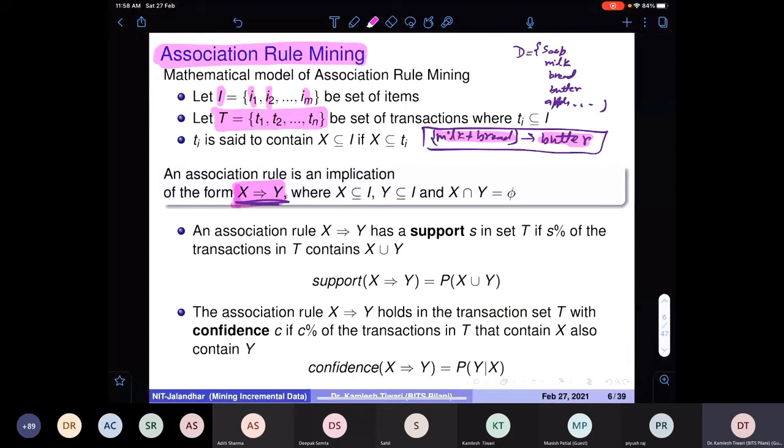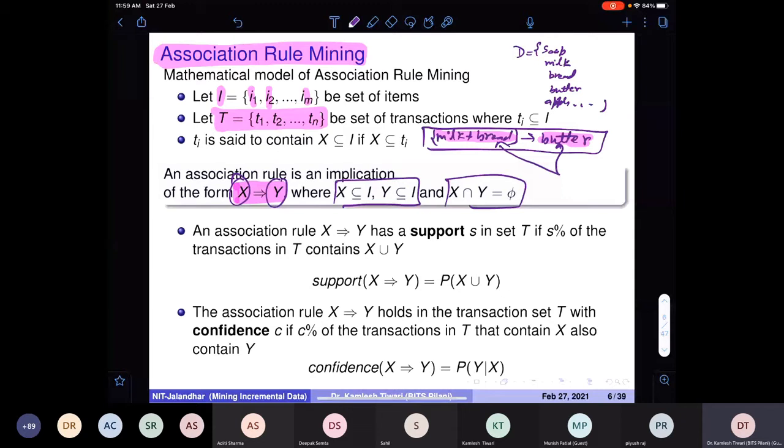All these kinds of associations are going to be represented by this formula, which tells us that this is an association rule. Here X is a subset of the items, Y is also a subset of the items, and there is nothing common between these two sets. Anything common between X and Y doesn't make any sense.